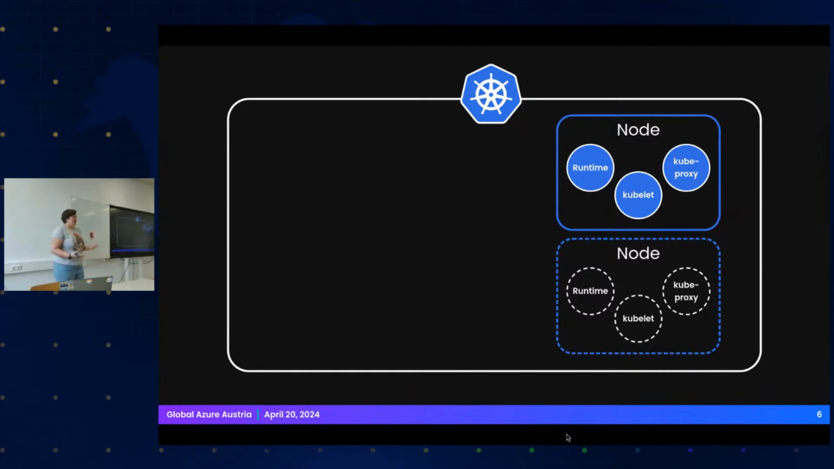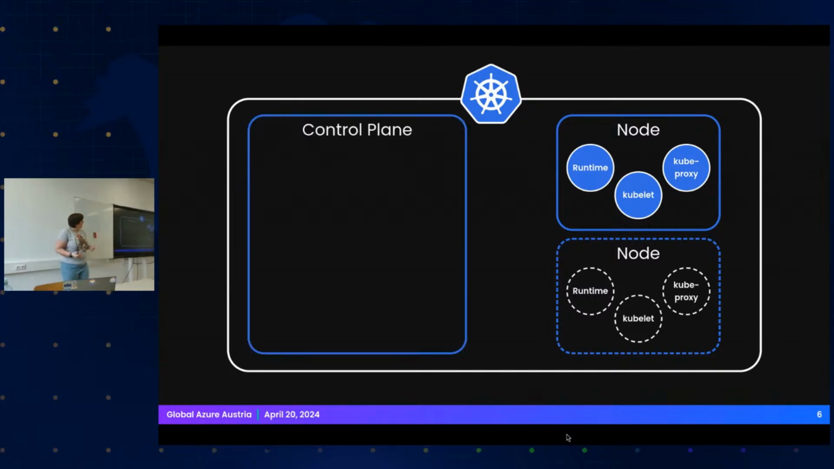But how do we actually manage them? How do we decide what happens in our cluster? This is done by the brain of our Kubernetes cluster, our control plane. And I've visualized it as an external component here, but of course the control plane is running on a node as well, because everything needs a machine to run on.